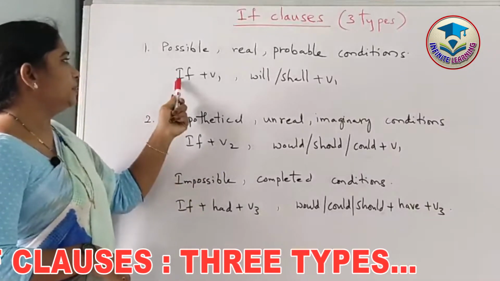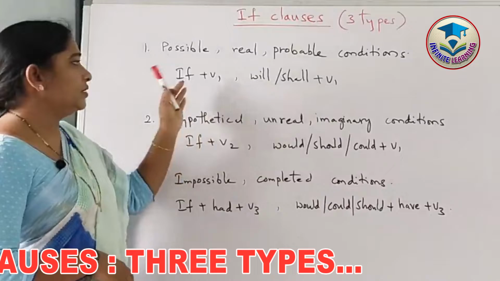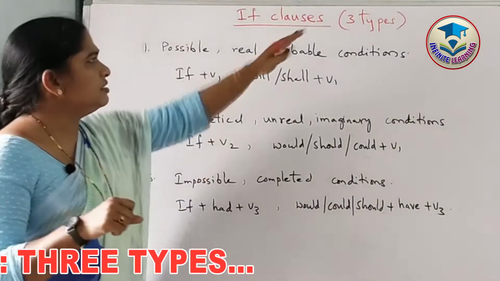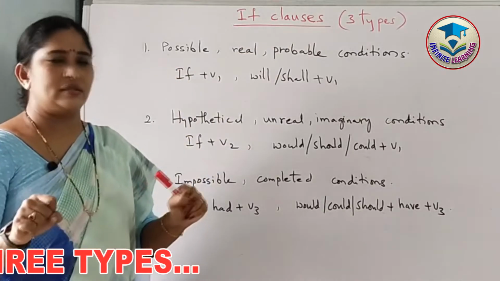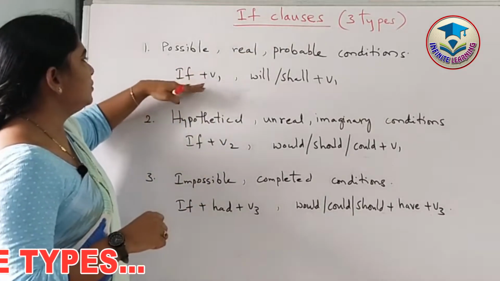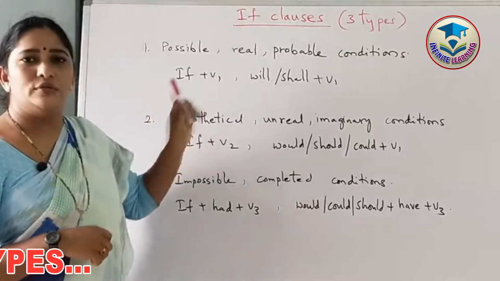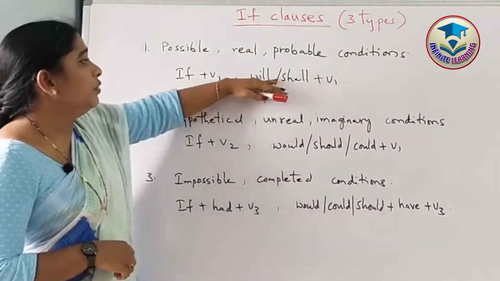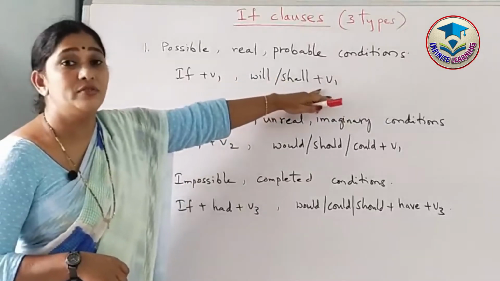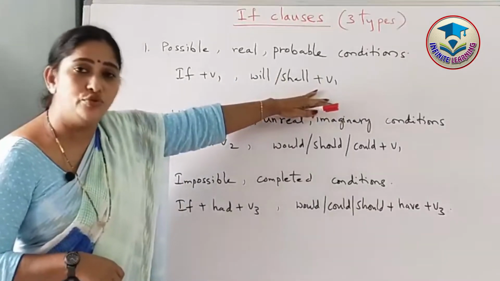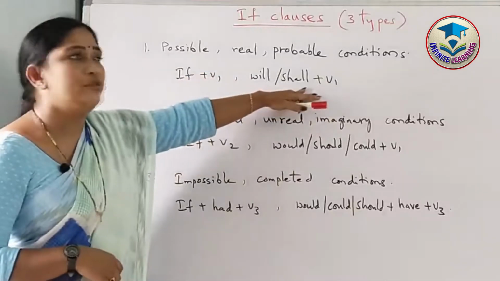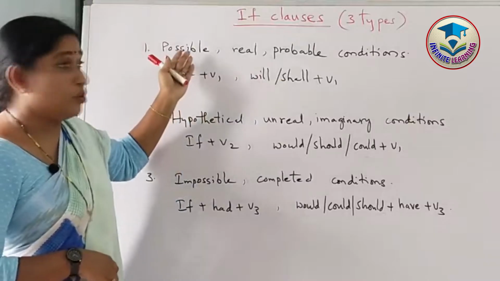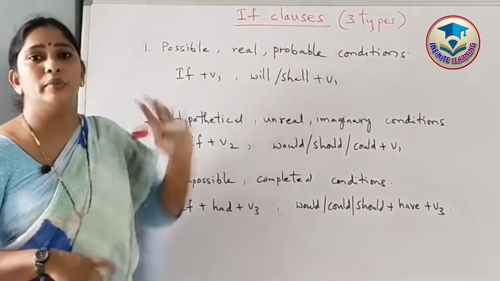In the structure of the if clause, there will be two sentences in all three types. In the first sentence you see if plus V1, that is simple present tense. Later, will or shall plus V1, meaning simple future. So simple present and simple future is the first type. It is a possible, real and probable condition.